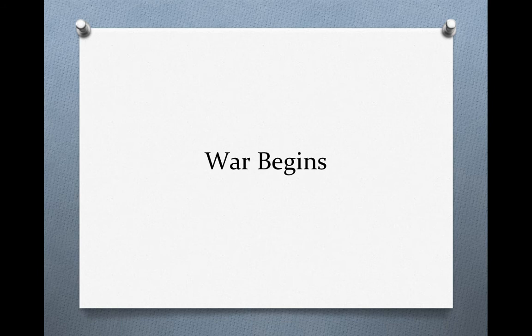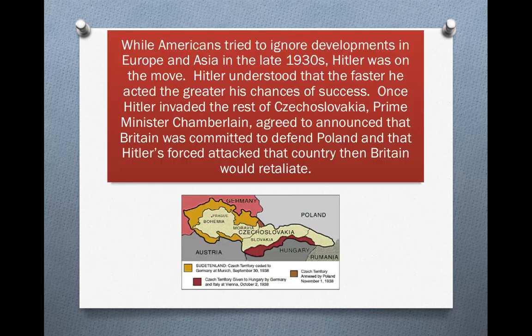Which brings us to part 2. Even after everything Neville Chamberlain did with the Munich Agreement to try to avoid war, war begins. So, while Americans tried to ignore the developments in Europe and Asia in the late 1930s, because we're in our massive depression, Hitler was on the move.